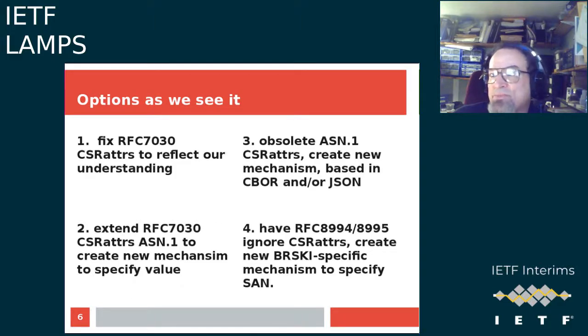So the options as we see it are: one is that 7030 was intended to do what we want, and Dan says that's not the case. But that's one option. We could fix it to include something like what we want and continue on. We could extend it to do something else in some other way using ASN1. This could be a different call. It could be different attributes, could be something else.